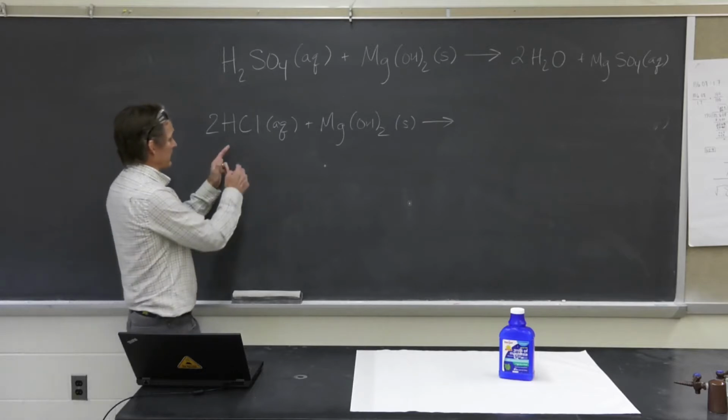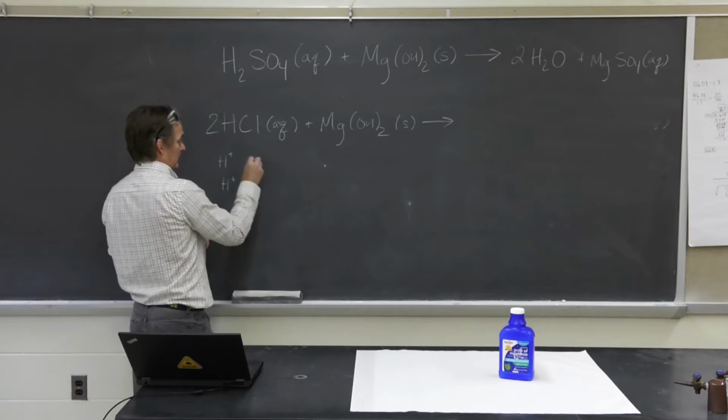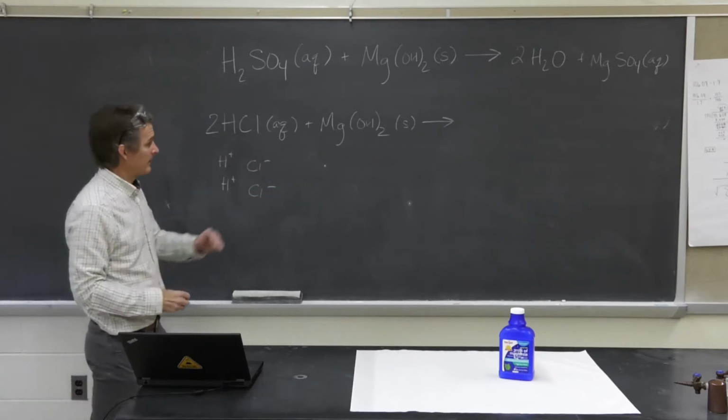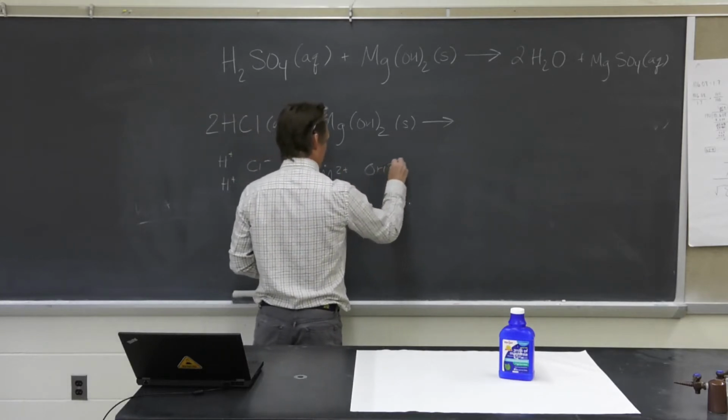Aha! Well, now I have it, right? Let's see. I've got an H plus. I've got an H plus. And I've got 2 Cl minuses. I've got 2 chloride ions, don't I? Over here, I've got a single magnesium, and I have 2 hydroxides.